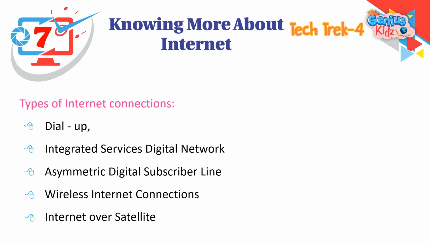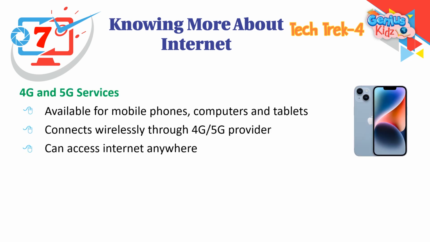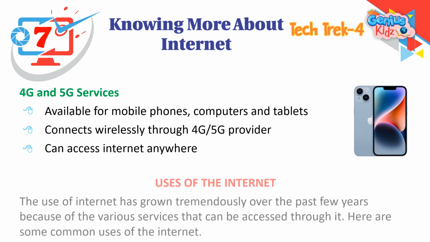Types of Internet connections. Dial-up, Integrated Services Digital Network, Asymmetric Digital Subscriber Line, Wireless Internet connections, Internet over Satellite, 4G and 5G services, available for mobile phones, computers and tablets, connects wirelessly through 4G or 5G provider, can access Internet anywhere. Uses of the Internet.